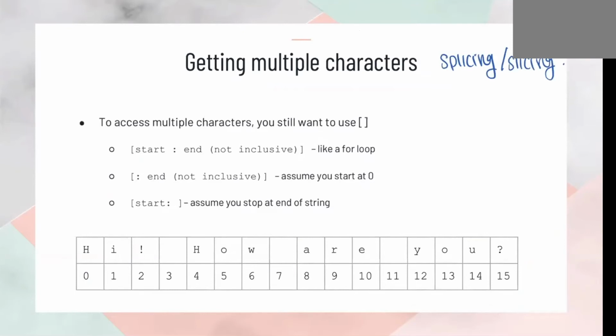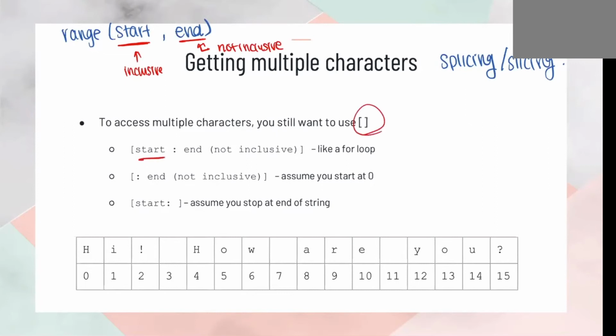It's almost like actually using range. So remember, when we used range, we had a start, and then we also had an end. The start was inclusive, but this one right here was not inclusive. If you want to access multiple characters, you can still use the brackets, but notice that we have start, colon, and then end, but it is not inclusive. Start is inclusive. So starting from a certain index and going up to, but not including, a different index.